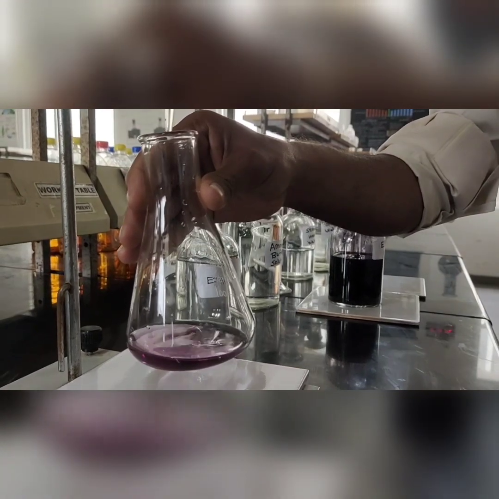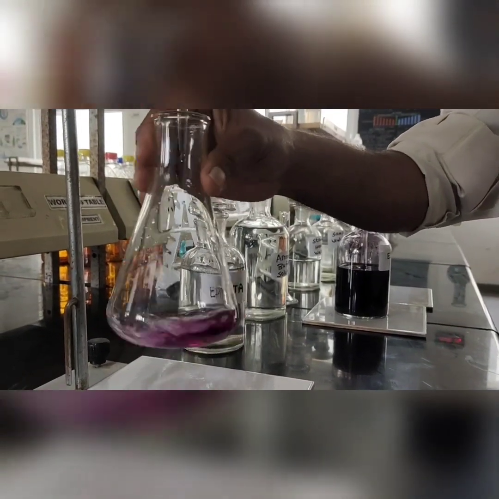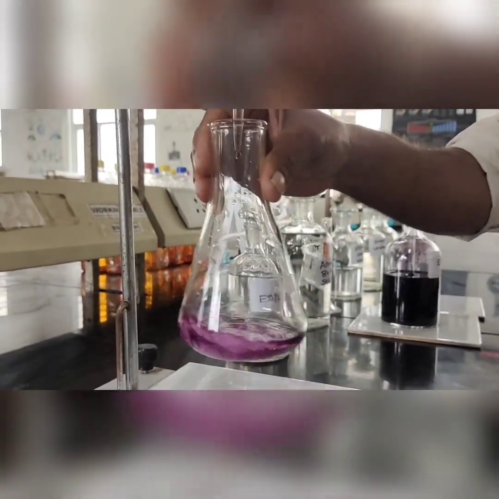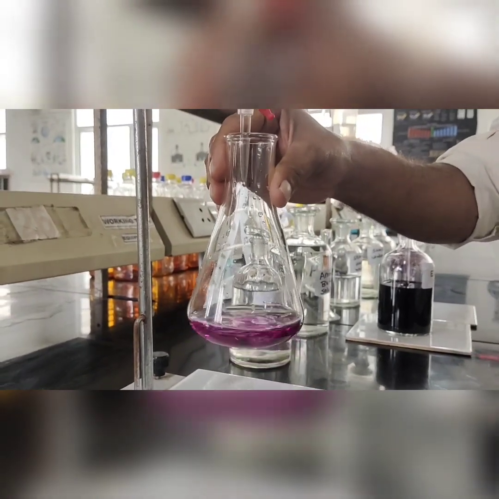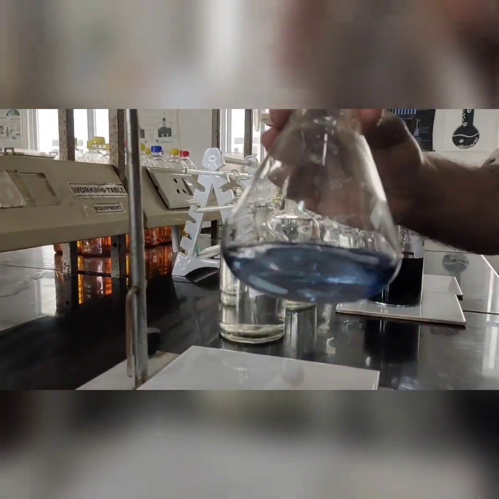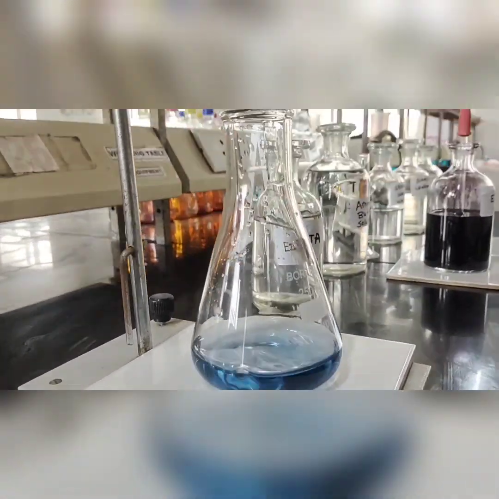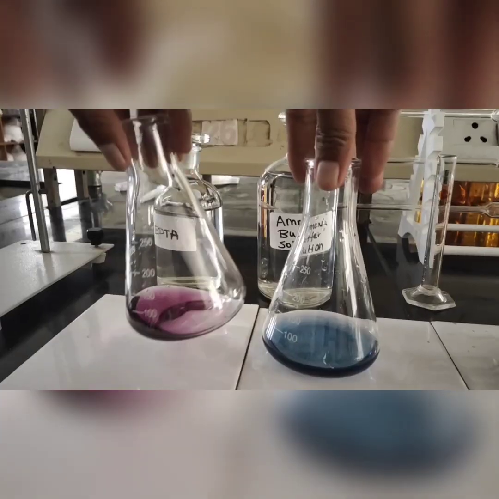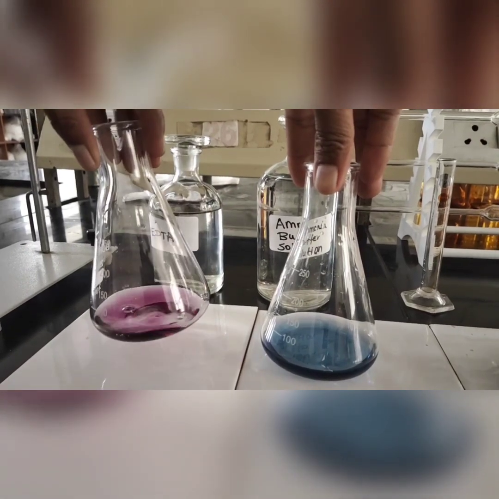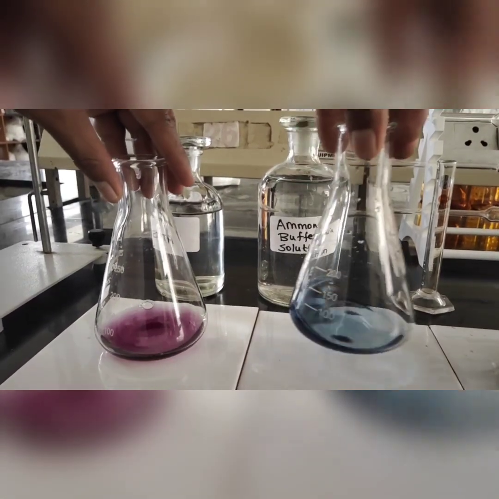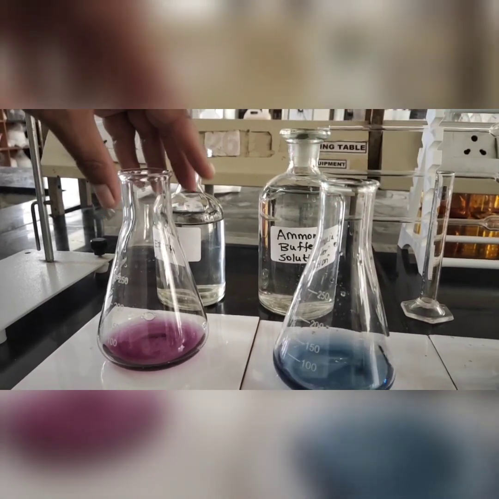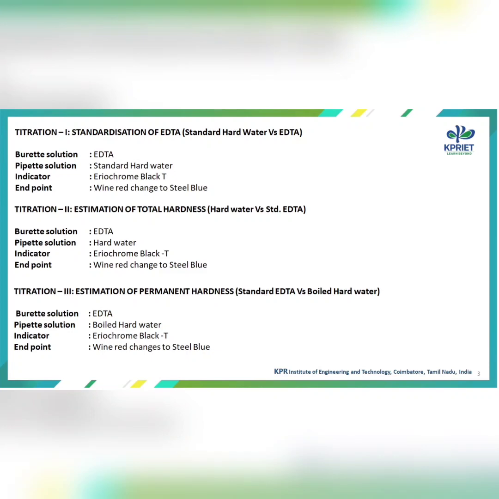The solution is then titrated against EDTA. As EDTA is dropped into the conical flask drop by drop, the conical flask is rotated in the clockwise direction until there is a change in color from wine red to steel blue. A clear change in color is seen. The change from wine red to steel blue can be clearly noted. The experiment is repeated twice to get concordant values. The same procedure is followed for titration 2 and 3.